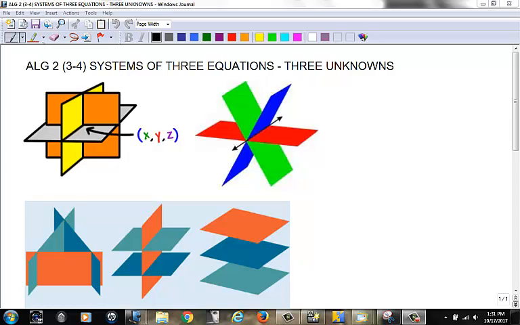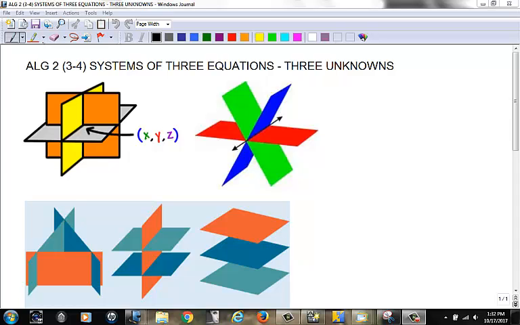You can also visualize it in this room, three planes intersecting, like the front wall, the side wall, and the ceiling intersecting at a point up there. And that's kind of what they're showing. This would be just the bottom part of this picture right here. Or three equations, three unknowns would be like three lines intersecting in a point, but they're out in space.